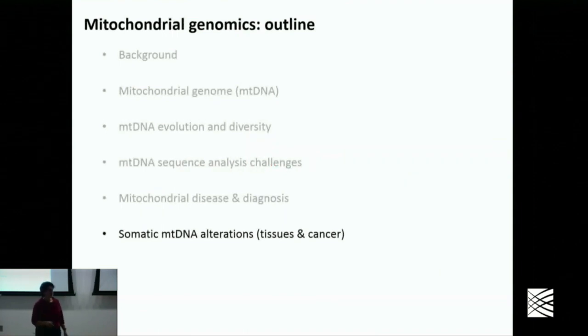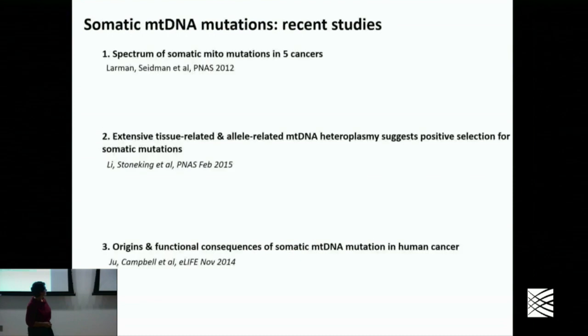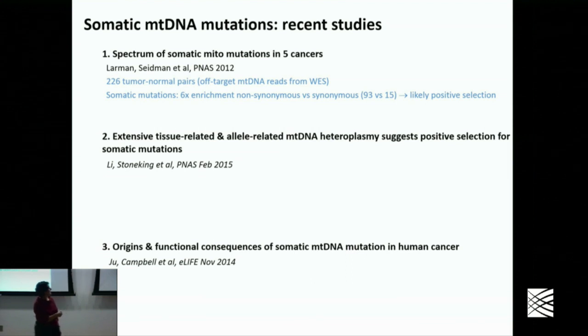So in the last 5 minutes, I want to turn to somatic mutations that underlie just normal tissues or cancer. In this space, there have been 3 really interesting studies in the last couple years, one actually coming out of this MPG population. The first study looked at somatic mutations in the mitochondrial genome in 5 different cancers. By looking at tumor normal pairs and off-target reads from the whole exome sequencing, they showed there was a very high enrichment of non-synonymous versus synonymous mutations, and they concluded there's likely positive selection for mitochondrial mutations in cancer.